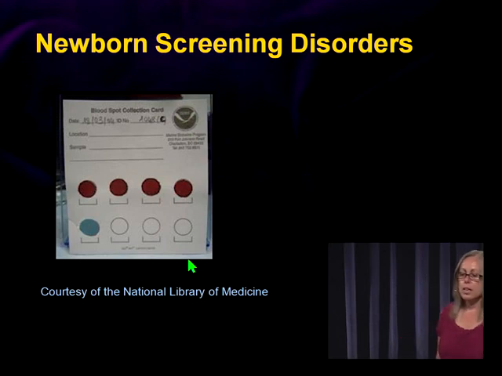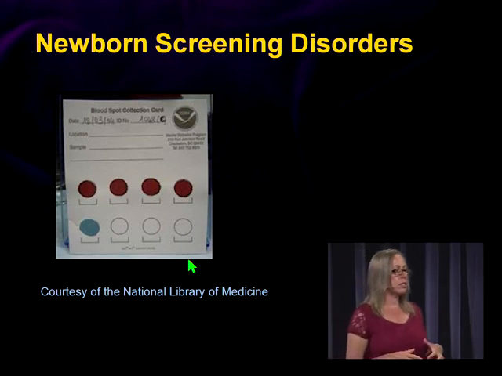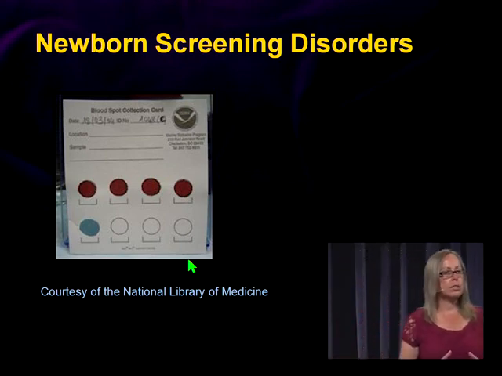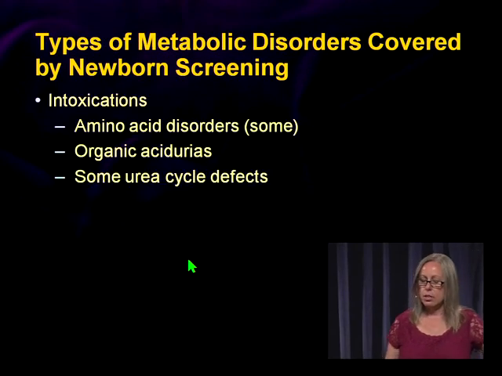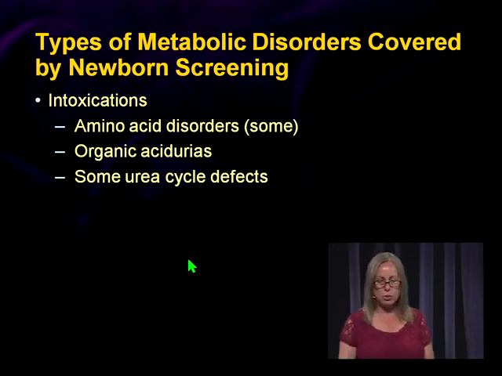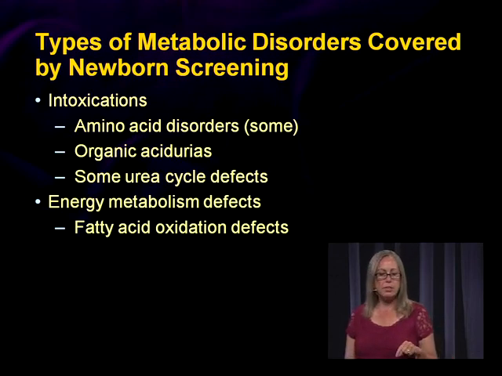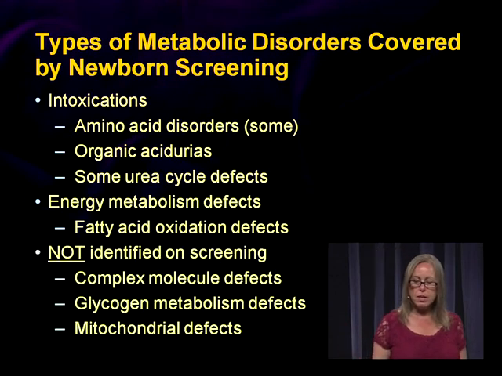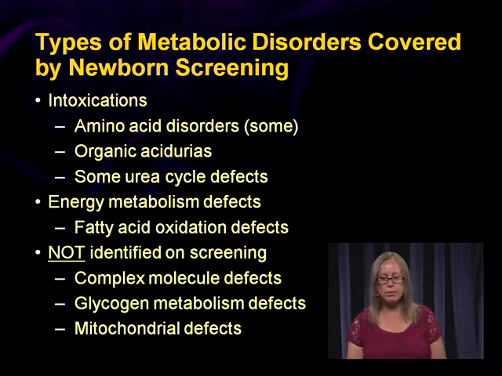All right. So back to newborn screening. Every state does newborn screening. Every state is an independent entity. And so each state gets to pick independently what's on their state screen. So the types of things that are screened for are intoxication, so some of our amino acid disorders, or organic acidurias, and some of the urea cycle disorders are seen and picked up by newborn screening. Energy metabolism defects, such as fatty acid oxidation disorders. Things that are not identified on screening: complex molecule problems, glycogen metabolism problems, and mitochondrial defects.